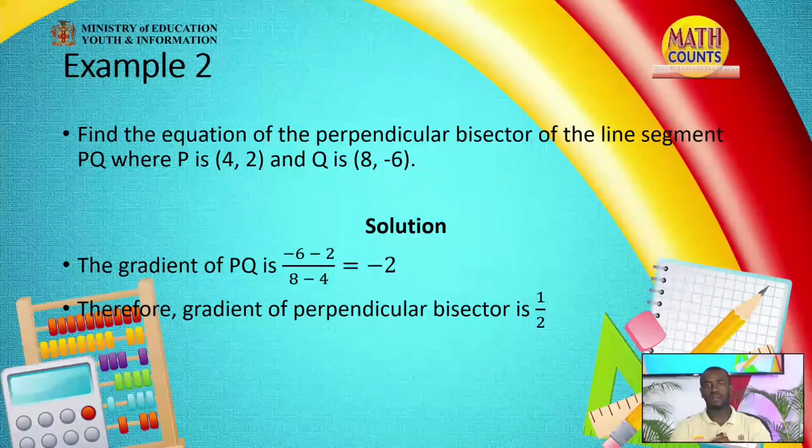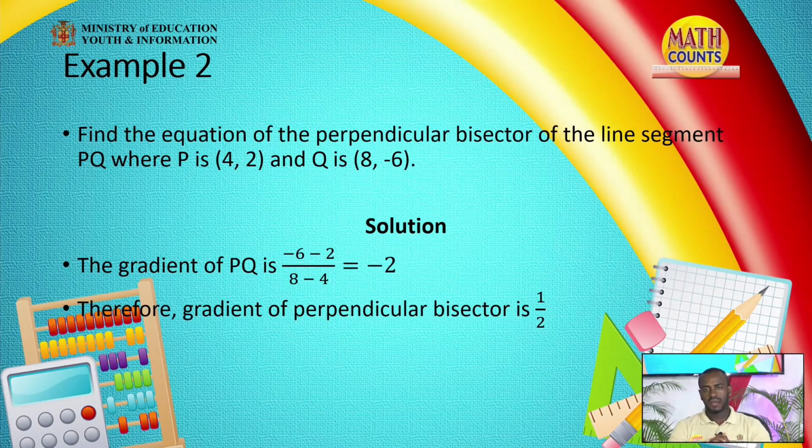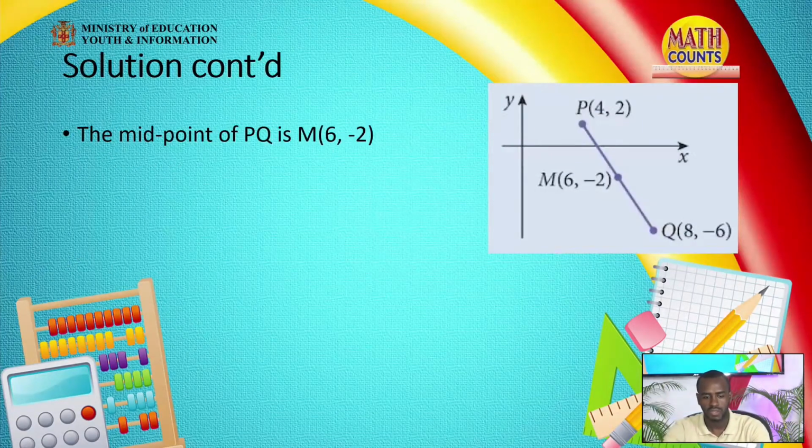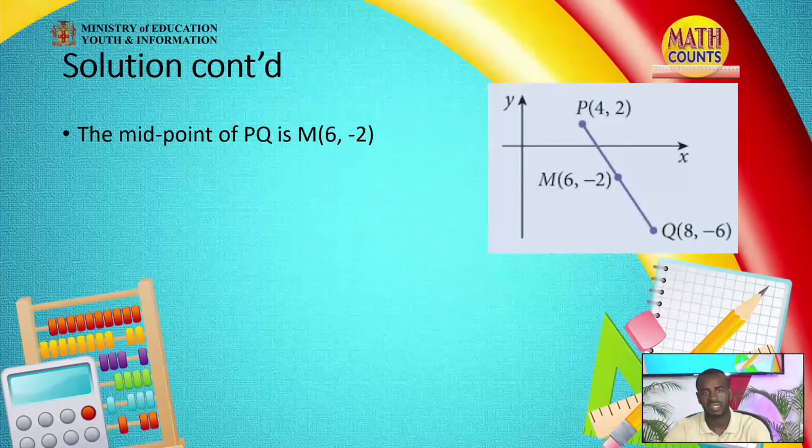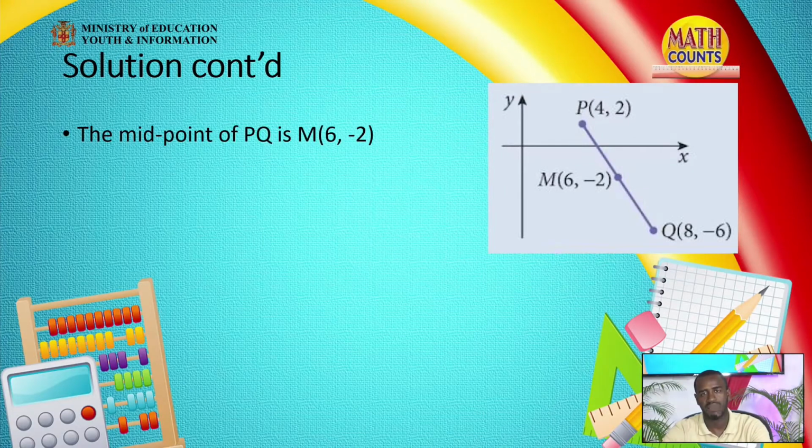I know you are saying it, and you are correct. The perpendicular bisector is the perpendicular line that cuts the other in 2 halves. So in this case, we realize that we should find the midpoint of the line PQ. So there you have it. We had gone ahead and found the midpoint.